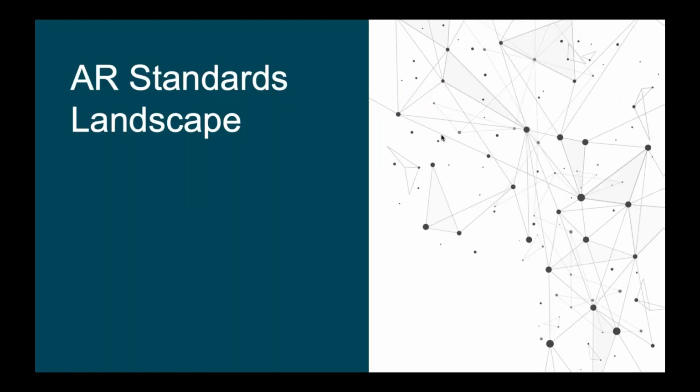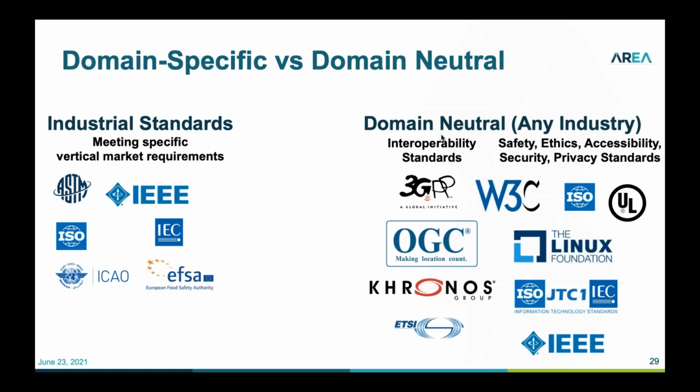Now I'm going to dive in a little bit deeper and talk about some differences that have been pointed out to me, which I think are fascinating. There's a difference between what we call domain-specific and domain-neutral standards. Domain-specific standards address the requirements of a specific market, like electricity or transportation or food safety or aviation. So those vertical markets are incredibly important, and they're developed sometimes in the exact same way as domain-neutral standards.